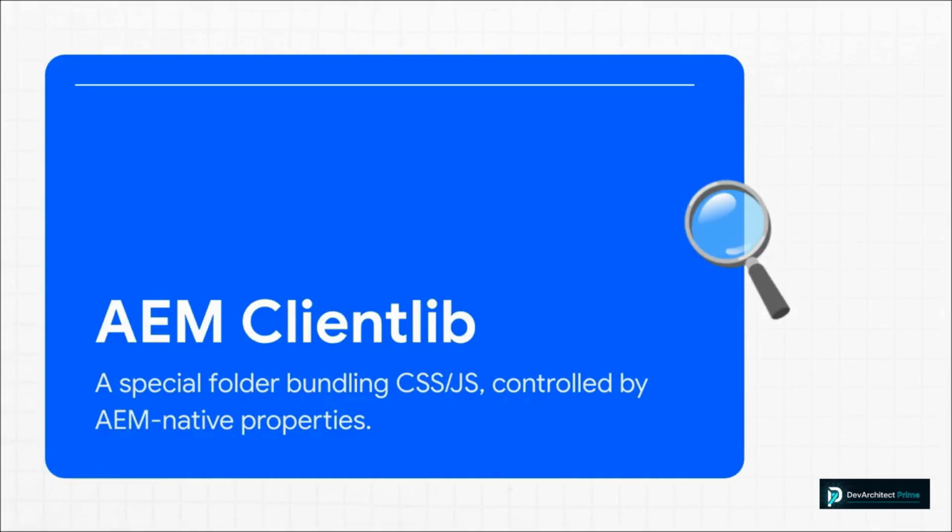Now, just to quickly level set, let's define what a client lib actually is, just so we're all completely grounded before we analyze the AI's code. If you're newer to AEM, a client lib is simply a specialized folder that the platform treats in a really unique way. Its primary job is to bundle your CSS and JavaScript together, but the magic, and honestly, the danger, is that it's entirely controlled by a few very specific AEM native properties.